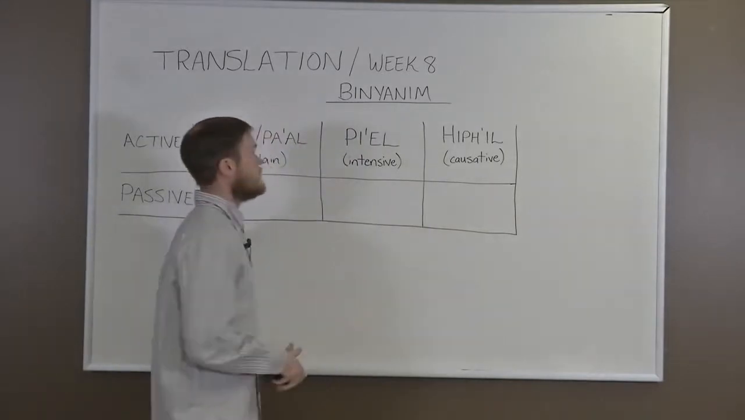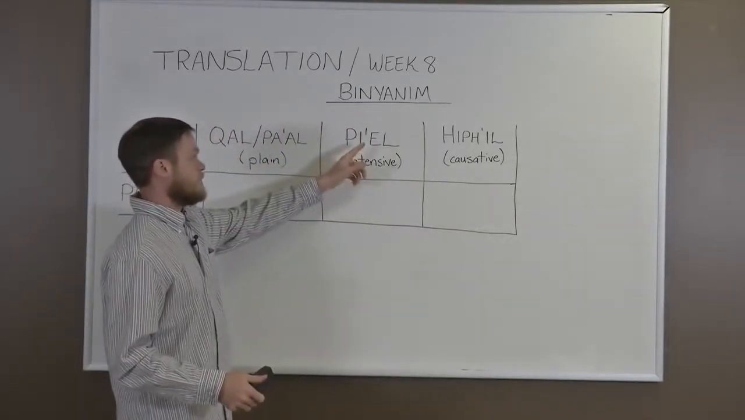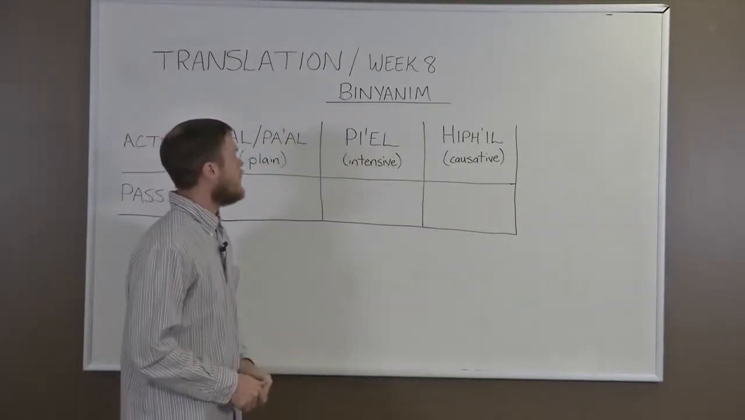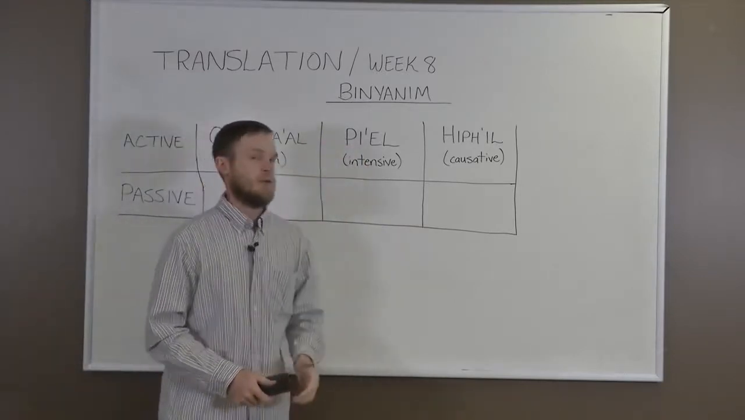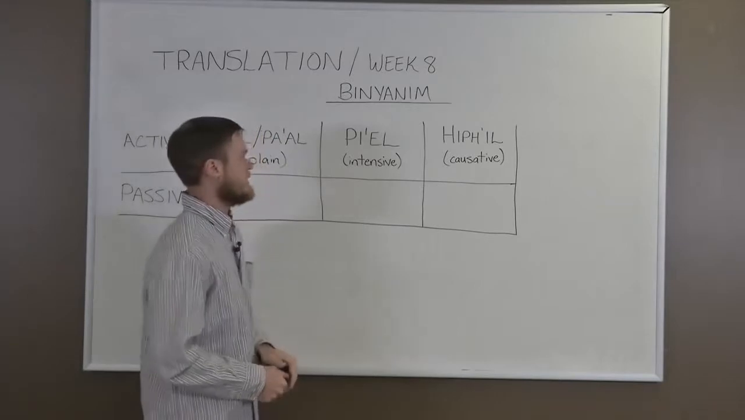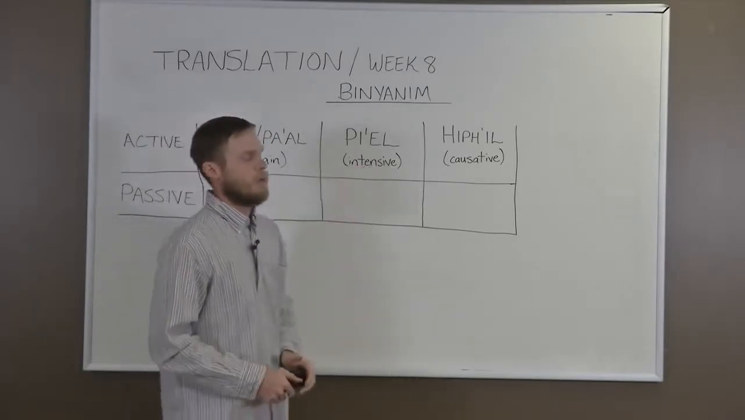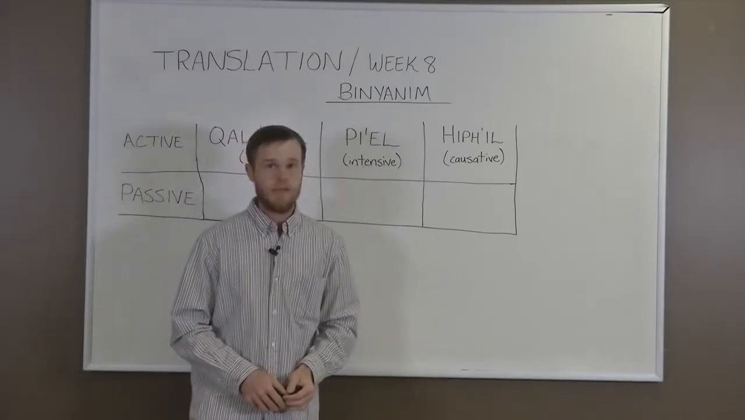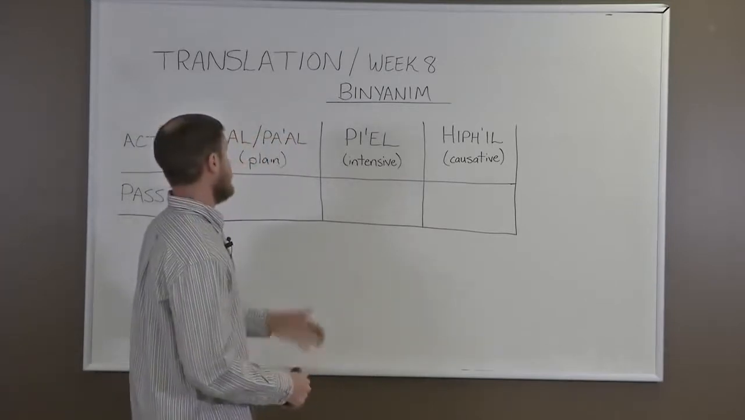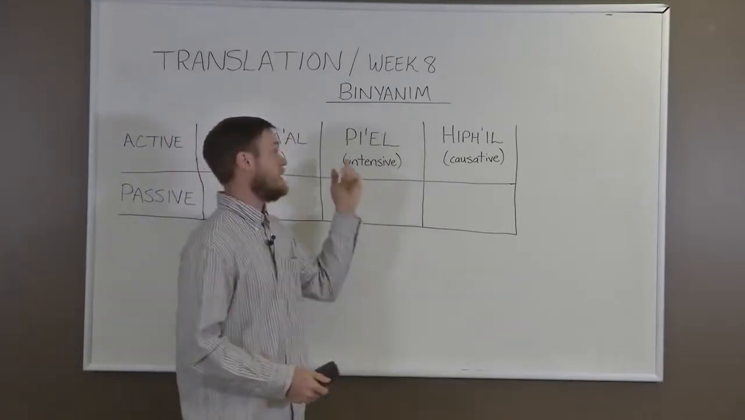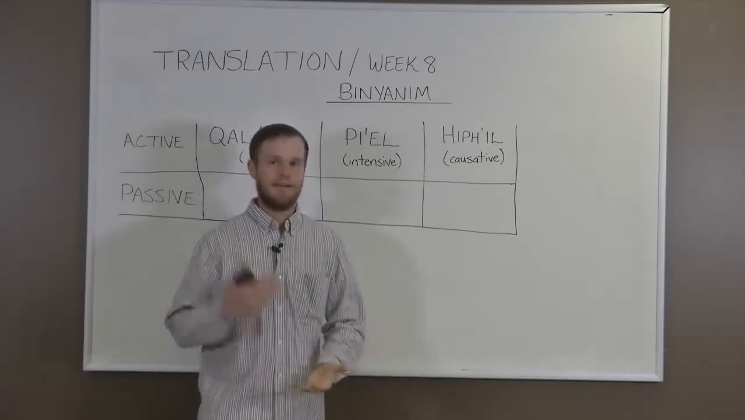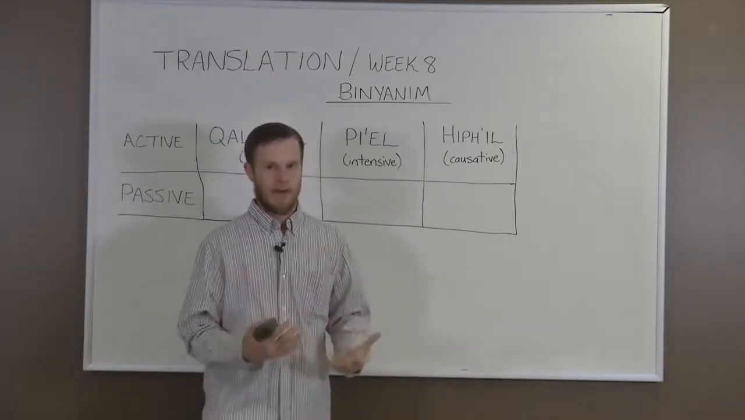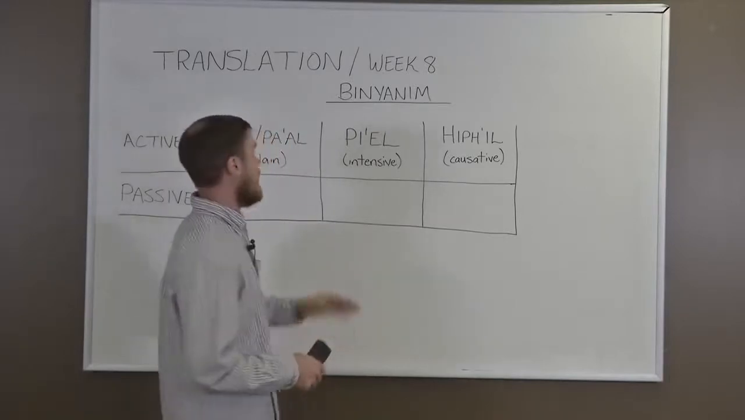The other 2 binyanim that we've covered so far are the piel, which is very similar to the kal, but it usually adds a bit of a nuance to the word. A lot of times that nuance is an intensive form of the same action. If there's a verb that in the kal means to break, in the piel it means to shatter into pieces. It's a more forceful, more intense, amplified version of the kal meaning.